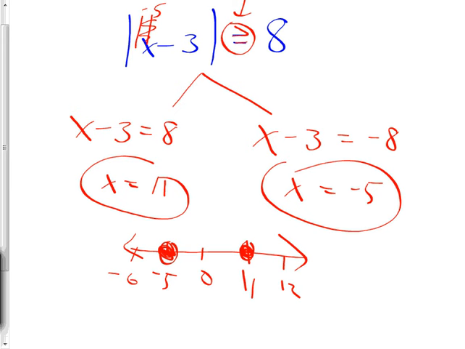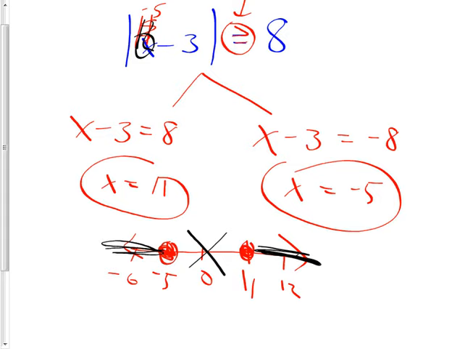Okay, so let's see how you did. If you put in 0, I'm going to try that by putting it in black. 0 minus 3 is negative 3. Absolute value of that is 3. Is 3 greater than or equal to 8? No, it is not. 3 isn't bigger than 8. That didn't work. I'm going to check 12 now. 12 minus 3 is 9. Absolute value is 9. 9 is greater than 8. Yes, it is. It works out there, and it also works down here.